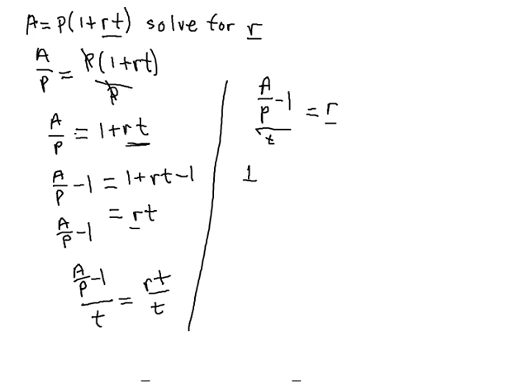Dividing by t is the same as multiplying by 1 over t, so A over P minus 1 times 1 over t equals r. And I could leave it like that again, or I could distribute that 1 over t through, and I would get A over P t minus 1 over t equals r. And we have now successfully, really any of these last 3 steps have successfully solved for r.